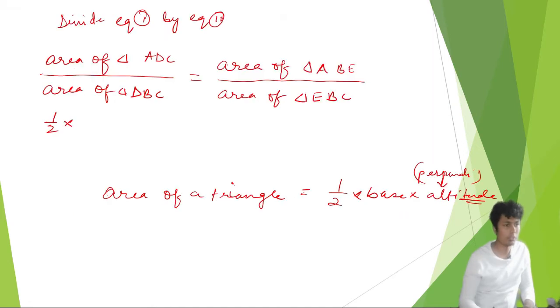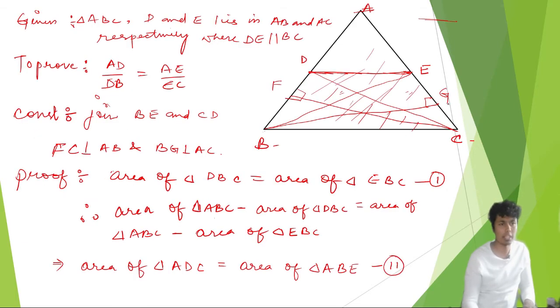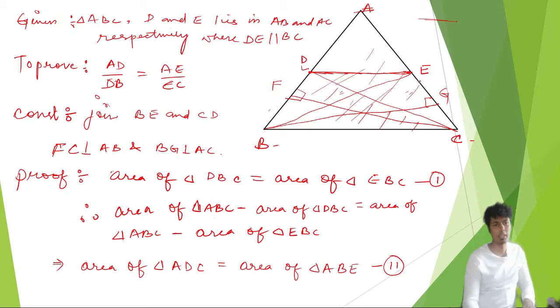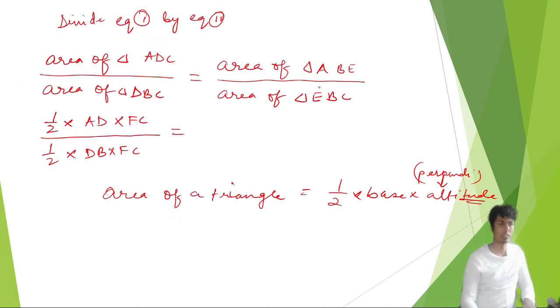So half into base AD into FC, divided by area of triangle DBC. Look here, triangle DBC: half into DB into FC. Area of triangle ABE. What is ABE here? Its base is AE and perpendicular is BG. Half into AE into BG.